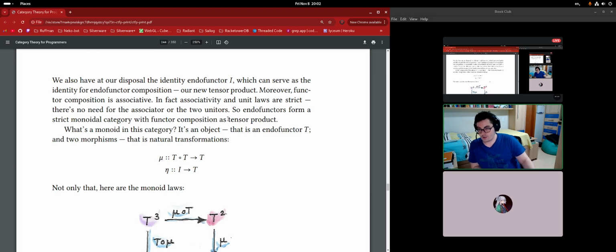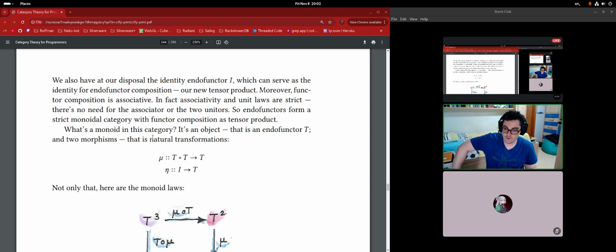But okay. We also have at our disposal the identity functor I, which can serve as the identity for endofunctor composition, our new tensor product. Moreover, functor composition is associative. In fact, associativity and unit laws are strict. There is no need for the associator or the two unitors. Yeah, now we are dropping the alpha, the rho, and the lambda because functor composition is associative. So endofunctors form a strict monoidal category with functor composition as tensor product.